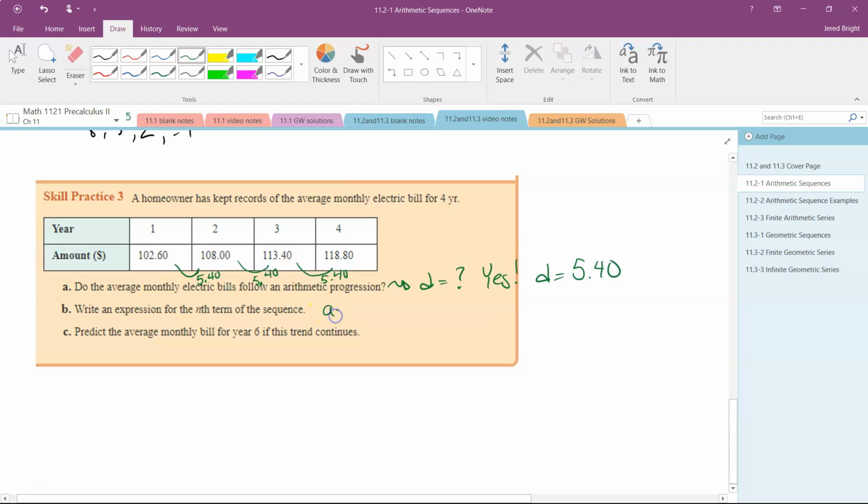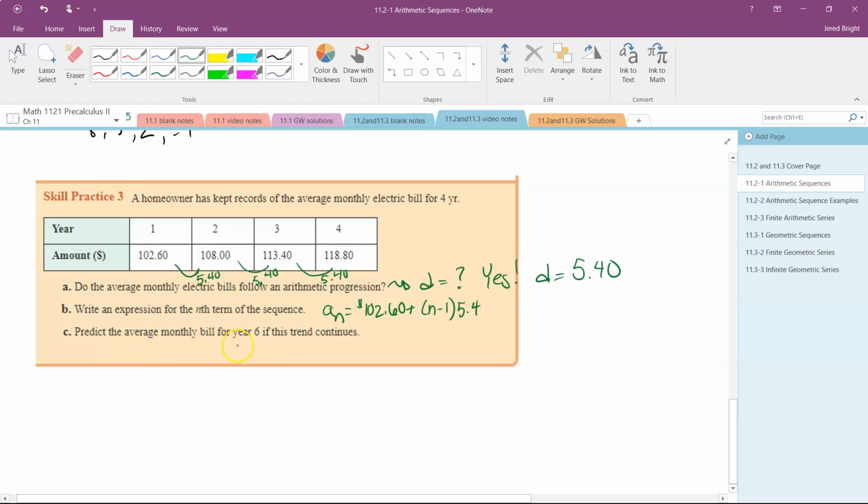Expression for the nth term. To get the nth term, or the amount at year n, it would be this base price of 102.60 plus some number of times we have to add this 540, or 5.4. So this is the nth term. We could also describe this using a recursive form as well.